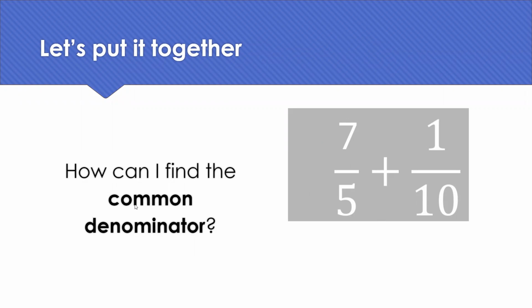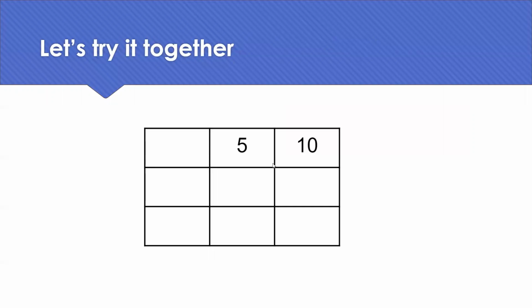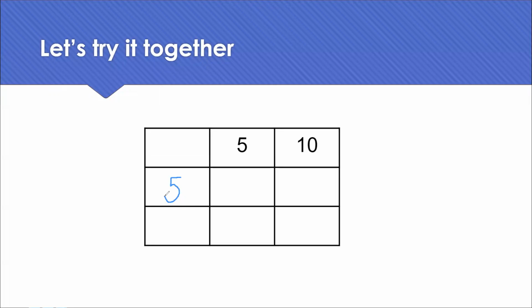Now I need to find a common denominator. I see my denominators are currently 5 and 10. So I'm going to use my chart, just like I did before, and I'm thinking about what goes into 5 and 10. And my answer is 5. Both those numbers are divisible by 5. 5 divided by 5 gives me a 1. 10 divided by 5 gives me a 2.